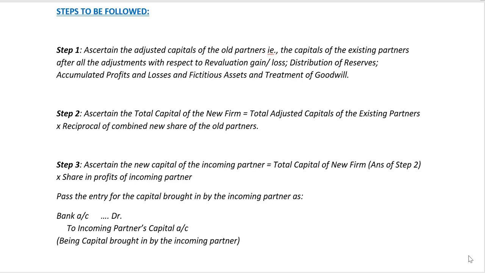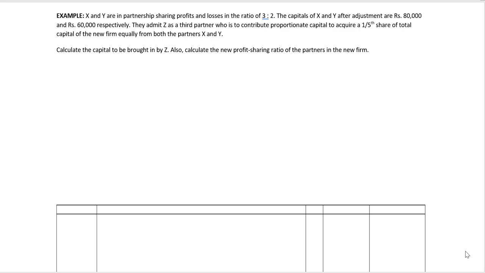We'll see a demonstration of this in this video itself with the help of a very small example. Let's go to that example. X and Y are in partnership, sharing profits and losses in the ratio of 3:2. The capitals of X and Y after adjustments are rupees 80,000 and rupees 60,000 respectively. They admit Z as a third partner who is to contribute proportionate capital to acquire a 1/5 share of total capital of the new firm equally from both partners X and Y. We are asked to calculate the capital to be brought in by Z. Also, we are asked to calculate the new profit sharing ratio of the partners in the new firm.